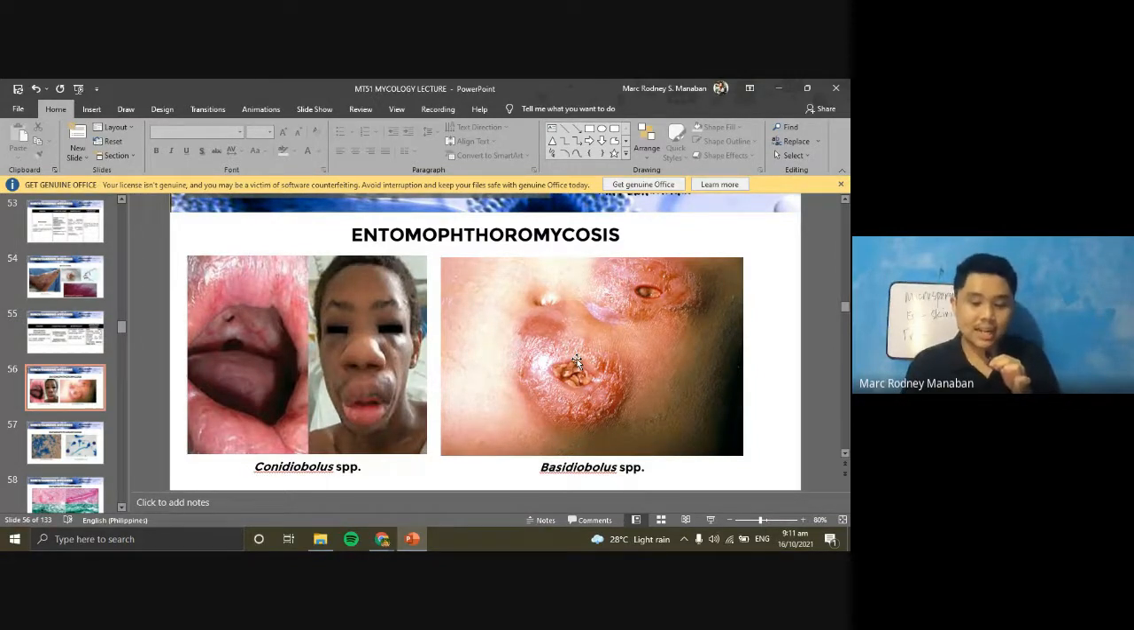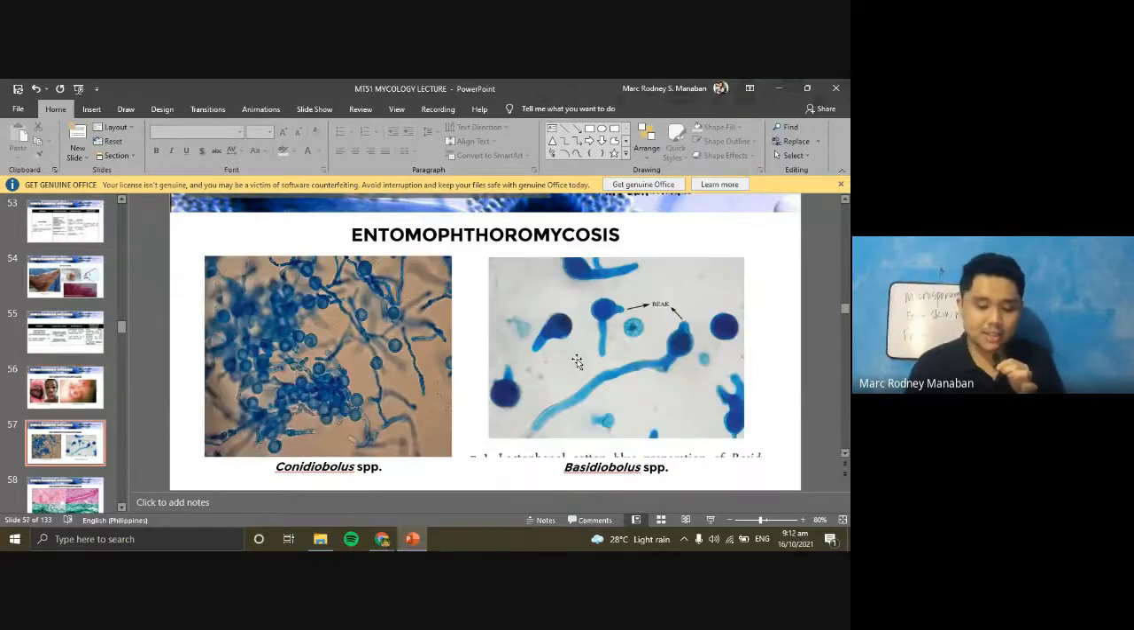So that's seen again in Basidiobolus. So these are the two types of entomophthoromycosis, alright? Now for the examination, as you can see, Conidiobolus has balls, no? Conidia, that's its appearance. And then for Basidiobolus, it has a beak, on its terminal or its surface of its conidia, alright?